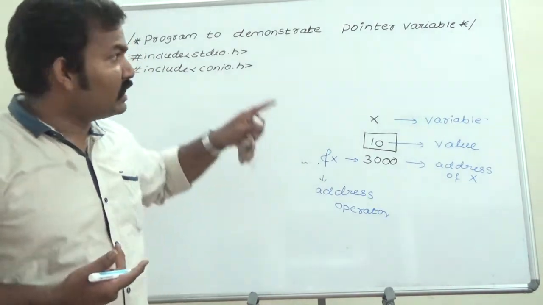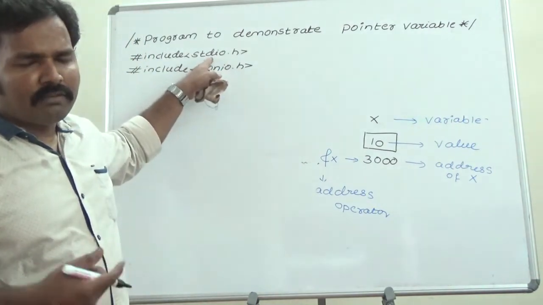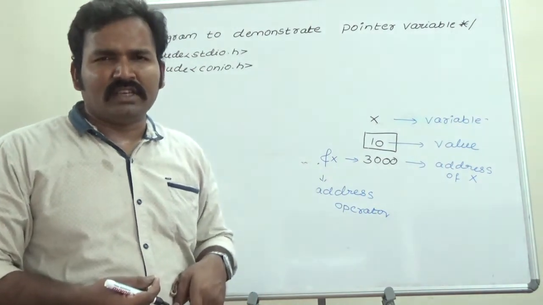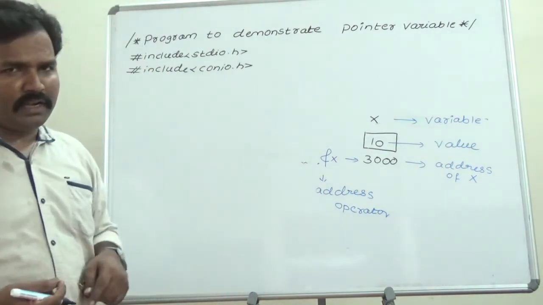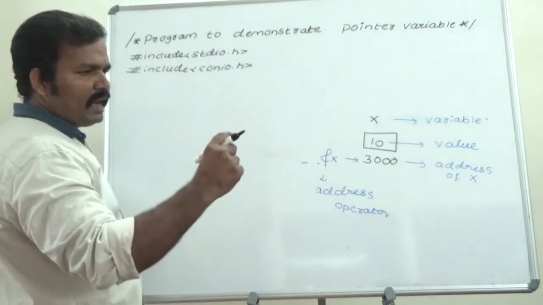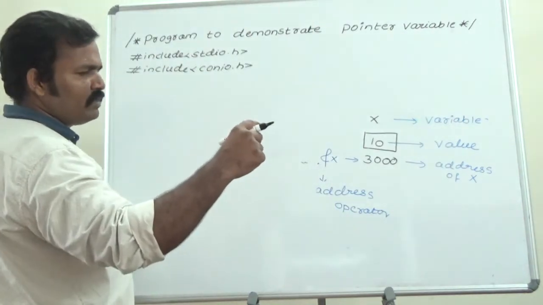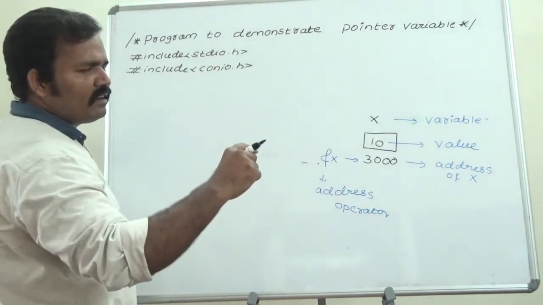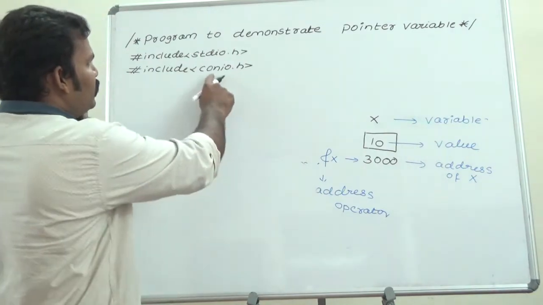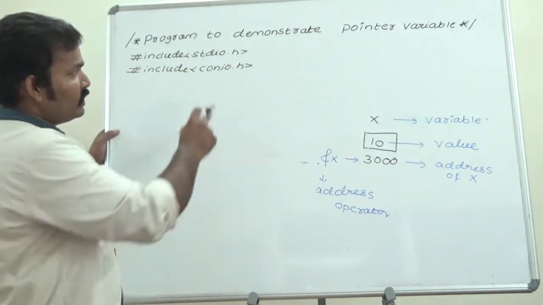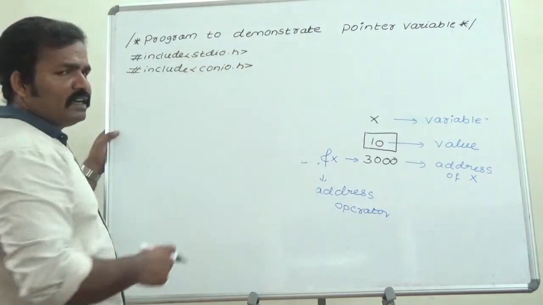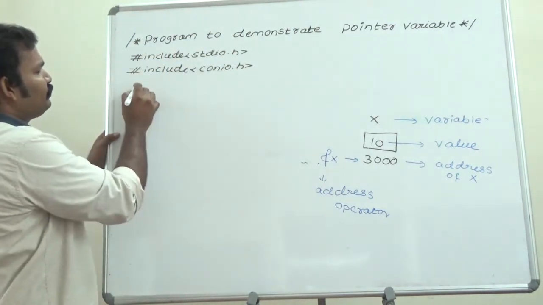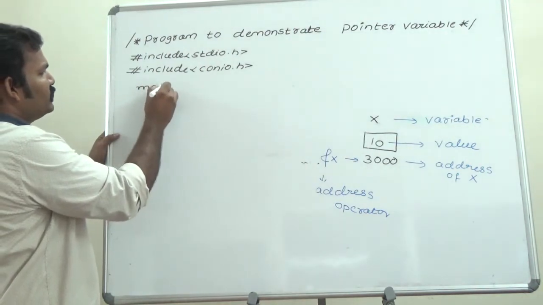Printf and scanf functions are available in the stdio header file. Clrscr and getch functions are available in the conio header file. Conio is the console input output header file, and stdio is the standard input output header file. Next, after the link section, here I am writing the main function section.